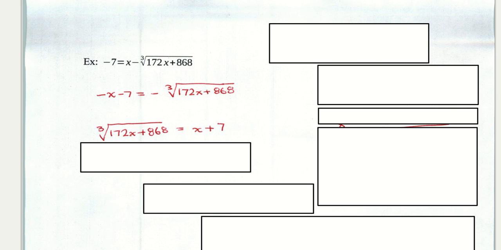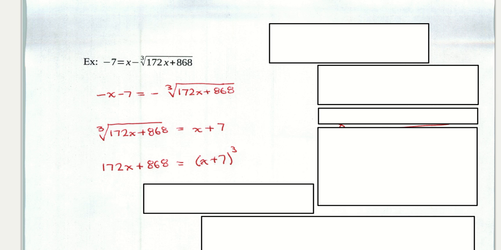So before we do anything, let's multiply through by a negative 1. Let's just change all the signs. You can also say that as dividing through by a negative 1, just to undo all that subtraction. So now we've got a much nicer equation, similar to the previous example. And of course, what we're going to do next is cube both sides. When we cube the left side, we're cubing a cube root. That's going to undo that cube root and leave us with the stuff inside, the 172x plus 868.